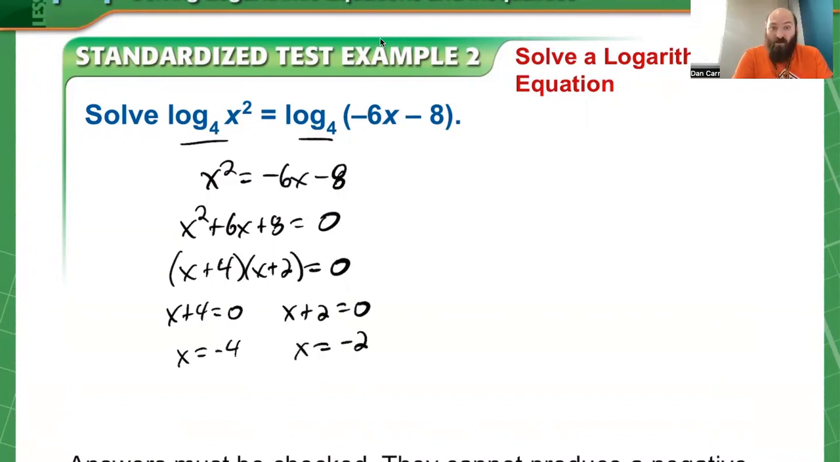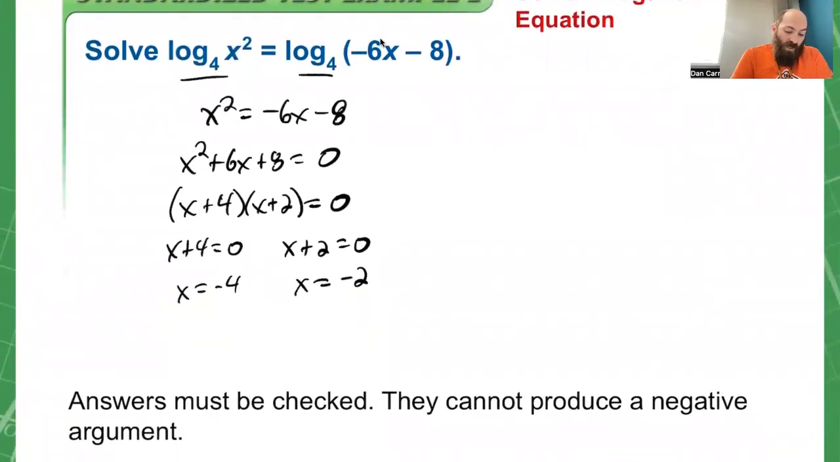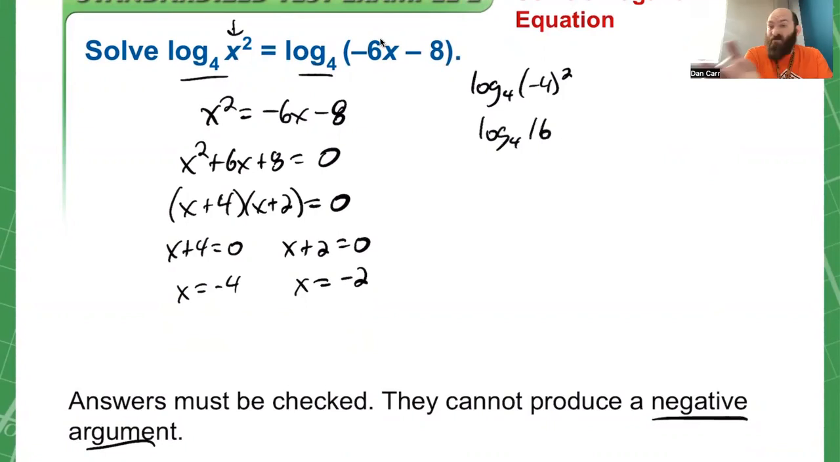Potentially, I have two good answers here, but double check. They must be checked. They cannot produce a negative argument. So this side is fine. Since it's x squared, I would be taking log base 4 of -4 squared, which is log base 4 of 16. That's fine. Same thing with the -2: log base 4 of -2 squared, so log base 4 of 4. So the left side is fine, but let's double check the right side.